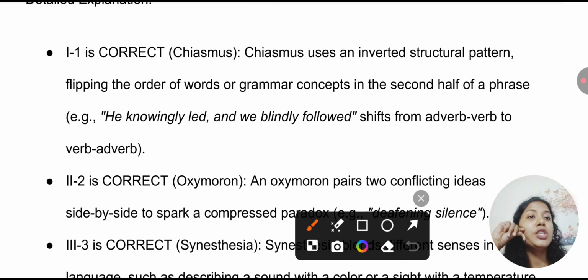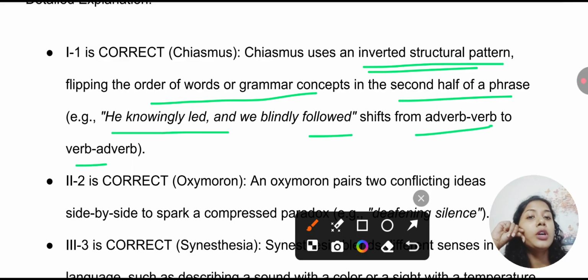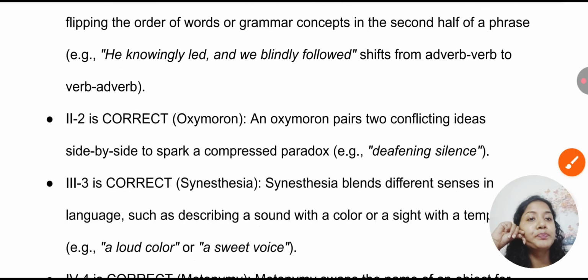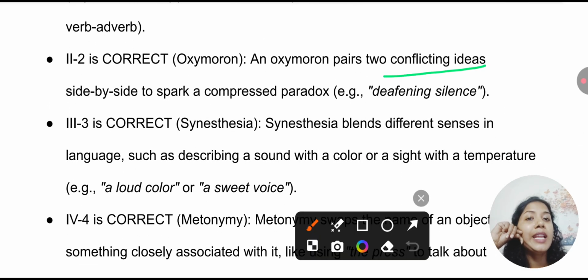Remember, chiasmus uses an inverted structural pattern, flipping the order of words or grammar concepts in the second half of a phrase. Example: he knowingly led and we blindly followed. It shifts from adverb-verb to verb-adverb. Okay. Oxymoron pairs two conflicting ideas side by side to spark a compressed paradox. Deafening silence is the example.